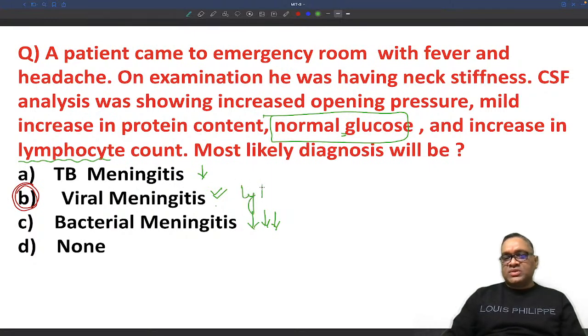Increase in the lymphocyte count will be seen in viral meningitis, even though lymphocytosis can be seen in TB meningitis also, right? In bacterial meningitis, there will be neutrophilia. So that is how you have to understand. Lymphocytosis will be seen in TB meningitis. So now I understood this point.